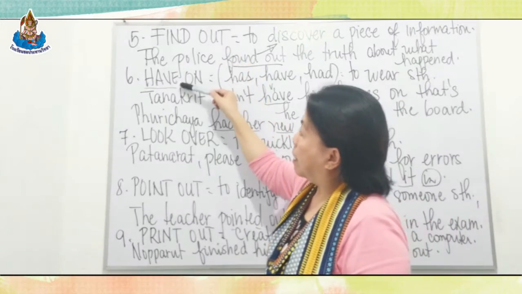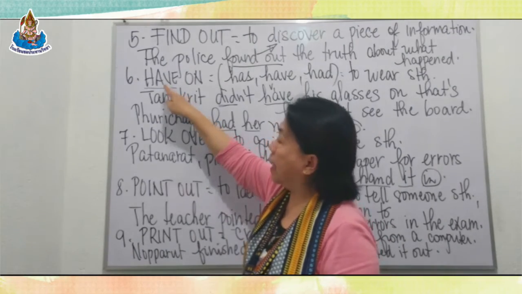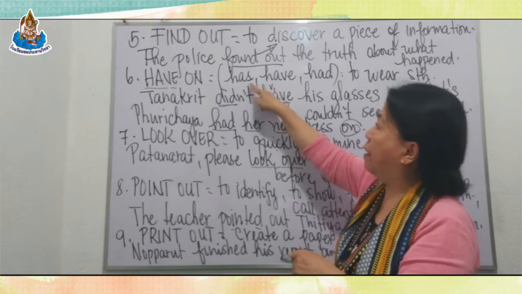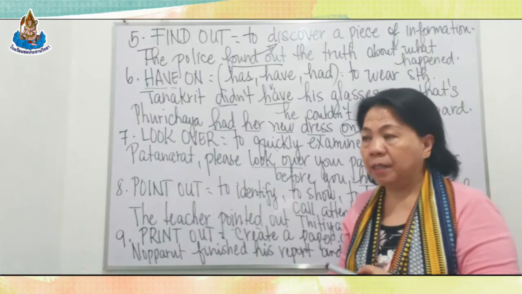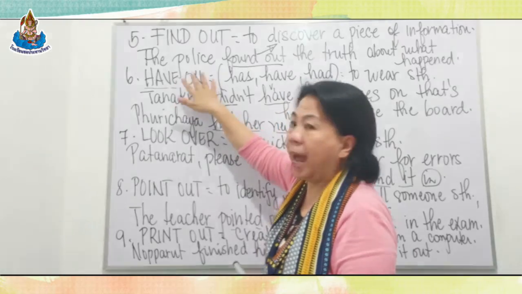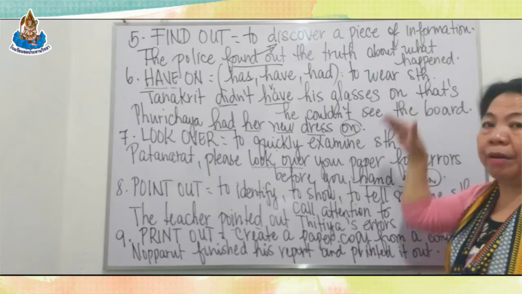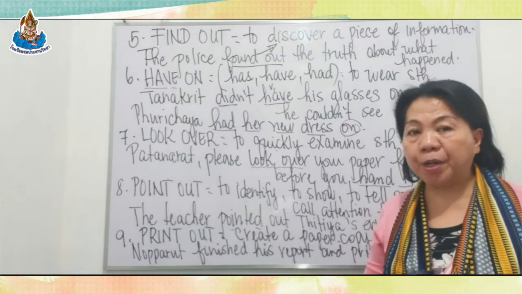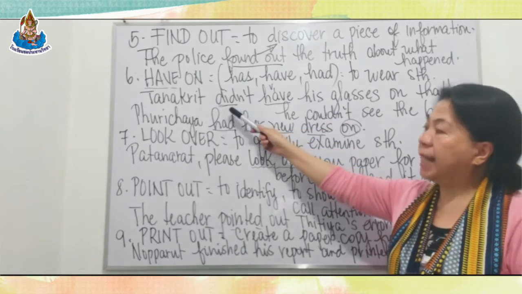So then we also have have on. As you can see, have can take forms such as has for its present singular, have for its plural, and had for its past tense. So you can use any of these. And what do we mean when we say have on? We mean to wear something, maybe clothing, shoes, or whatever you can wear on your body.